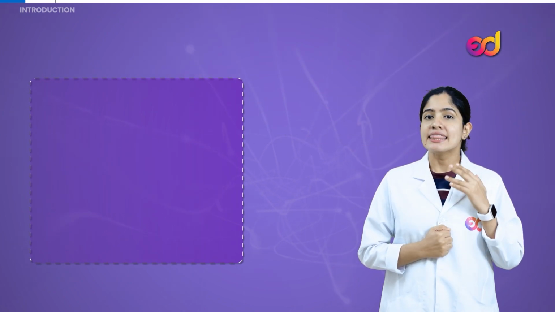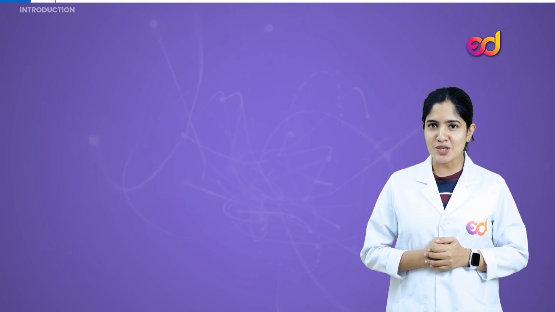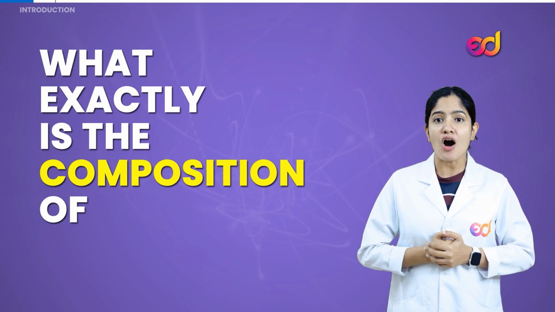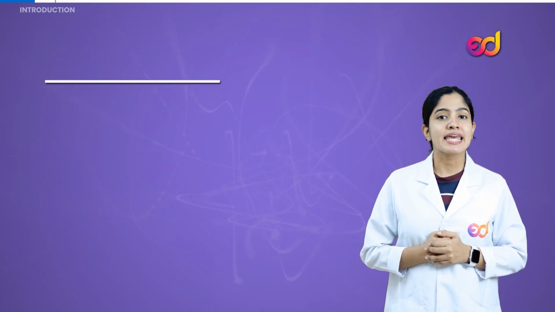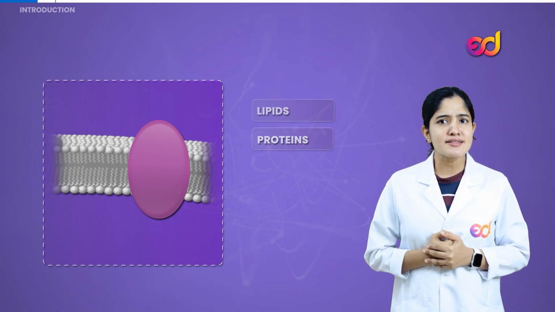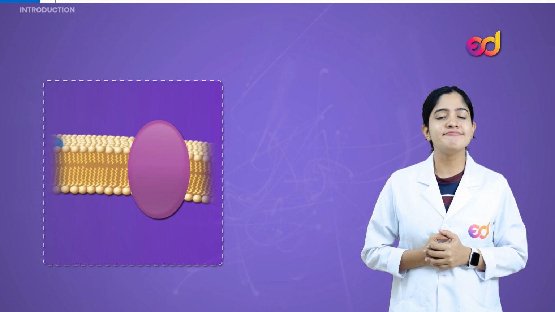Basically, the structure of our cell membrane is well suited for the transport of substances in and out of the cell. Now, let me ask you something. What exactly is the composition of our cell membrane? It's mostly lipids and proteins. The next question is, do they play any role in transport across the membrane?